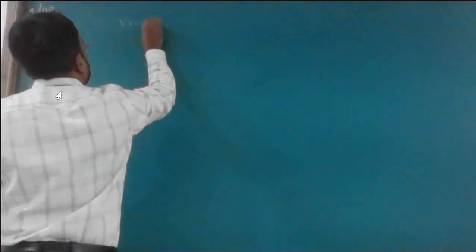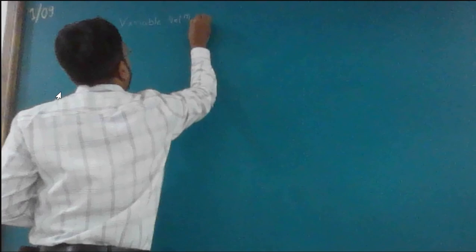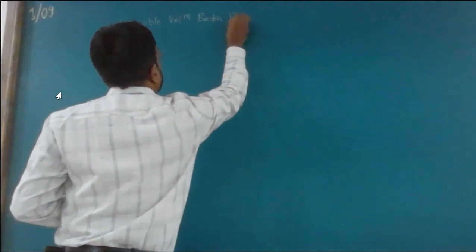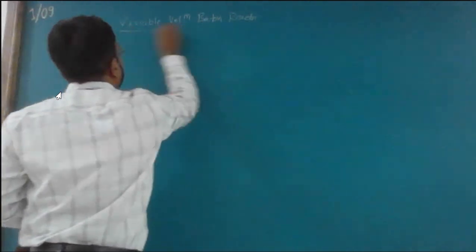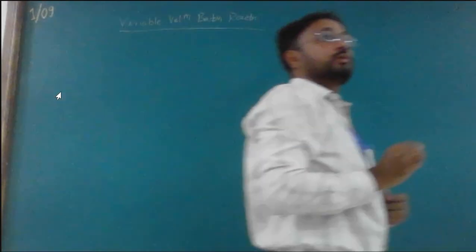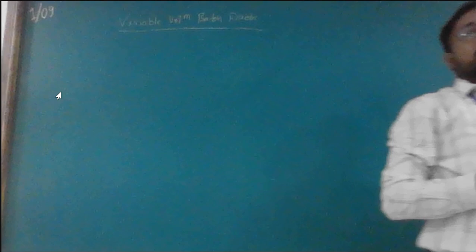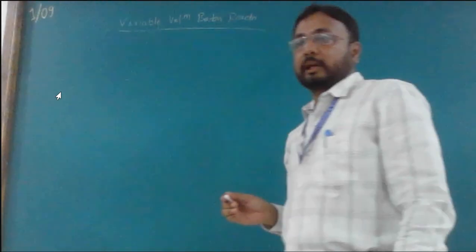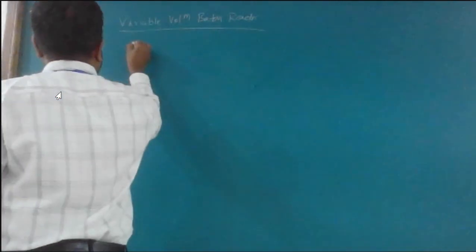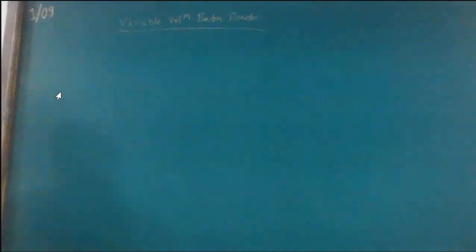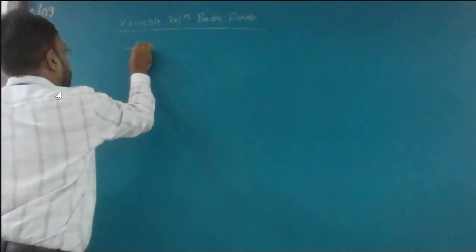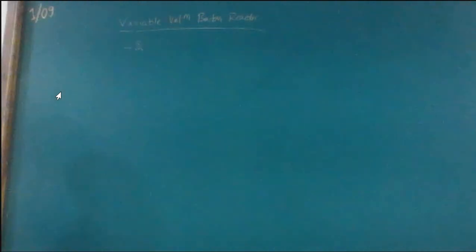We'll see the variable volume batch reactor. The second part that we have to consider is a variable volume batch reactor. Earlier, what we considered, the volume of the reactor was a constant, so it was not contributing to the rate of reaction. Here we are interested in the calculation of the rate of reaction, minus rA, where the volume was kept constant.